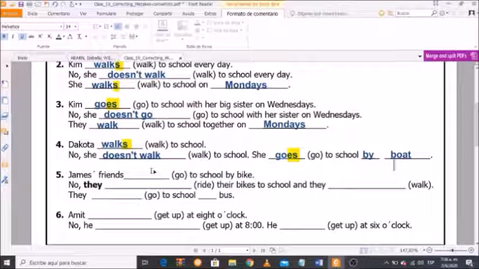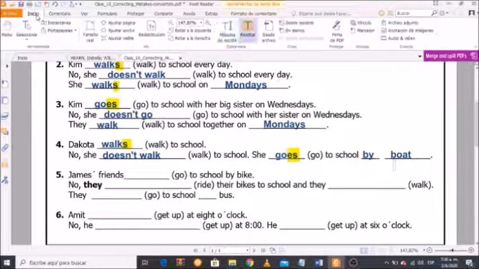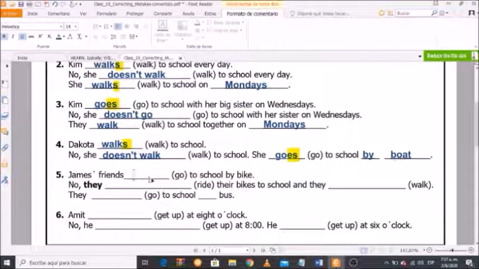So, number 5. James' friends to school by bike. So we write, James' friend go to school by bike. And is this correct? Go or goes? Pay attention to the subject of this sentence. It says James' friends, okay? Los amigos de James. Entonces, a toda esta unidad la podemos reemplazar por they. Y si es they, entonces nuestro verbo no va a agregar ni e, ni s. So, James' friends go to school by bike.